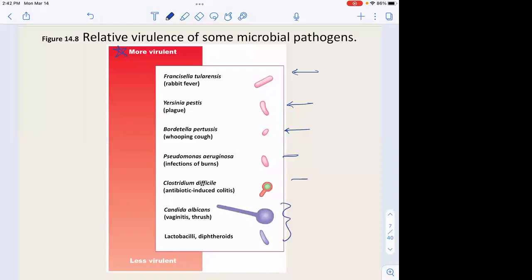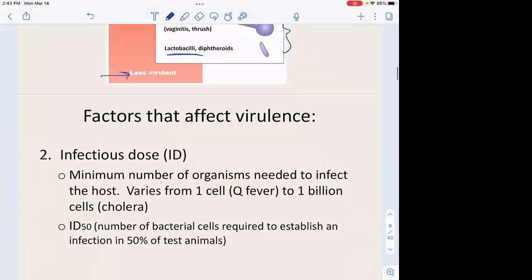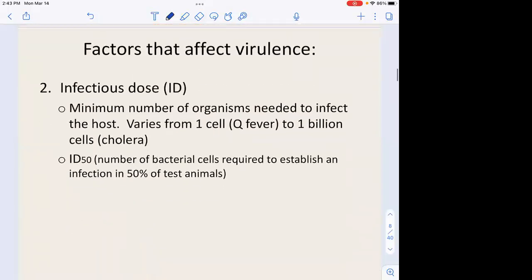And then these down here almost never would make you sick. They're just less virulent. The lactobacilli, they're in your yogurt. Okay, that's not something that's going to make you sick. Again, Candida, that's something that probably would only make you sick if it was in really high numbers. Okay, so the species of the organism makes a difference, and how many of them that you're exposed to. We call this the infectious dose.